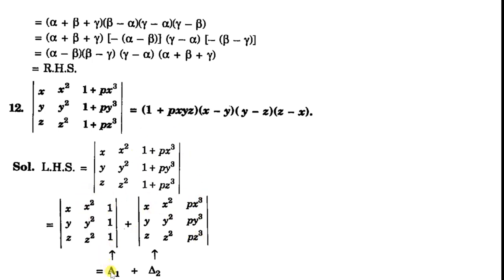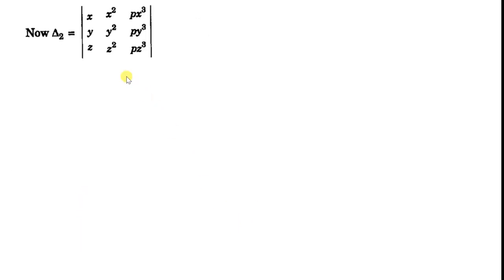Now let us denote this first determinant by delta 1 and the second determinant by delta 2. Now we will first start with this delta 2. Here in this delta 2, we can take x, y and z common from the first row, second row and third row. Then after taking this common, p can also be taken common from the third column. So we are left with 1, x, x square; 1, y, y square; 1, z, z square in this determinant.